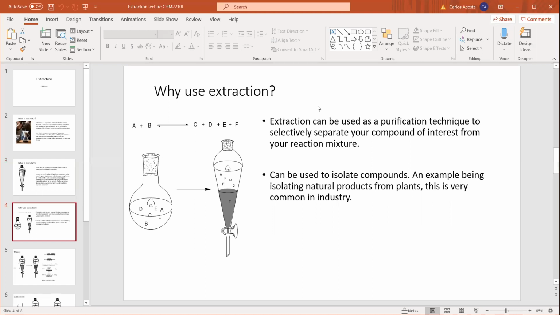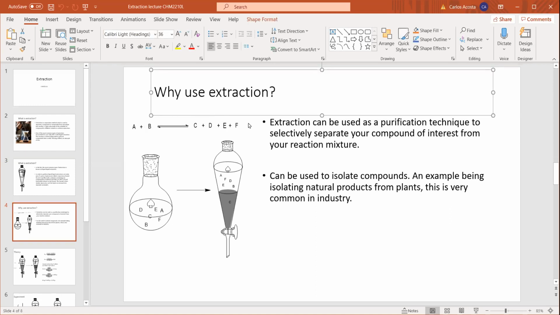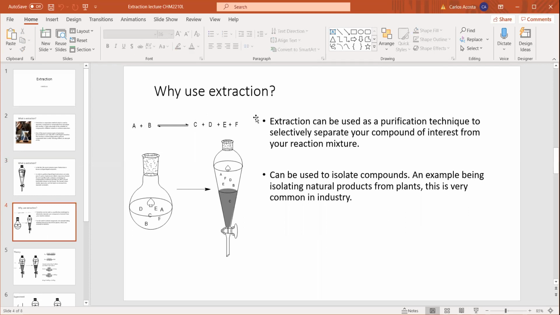Now, why do we use extraction, particularly liquid-liquid extraction? Well, for me, I mainly use this as a purification method in the lab. So if we look to the left, this sample chemical equation, A plus B goes to C plus D plus E plus F. So let's pretend the compound we want is compound C. But we have this reaction and it produces a whole bunch of byproducts. And also it's an equilibrium reaction, right? So we're always going to have some reactants.